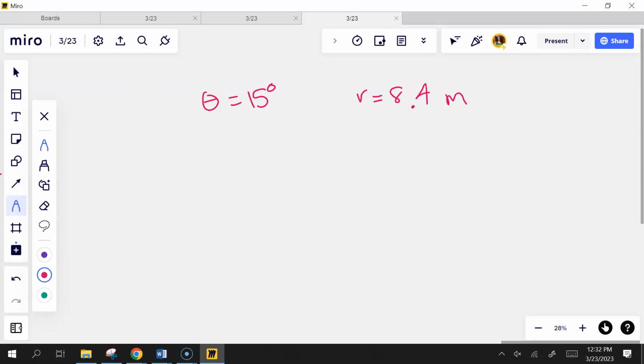I'm going to put a unit here because we need to start getting used to units. 8.4 meters. But you're finding arc length, so the unit of your answer is still going to be meters as well. What's the problem? You have to multiply by 180 over pi, or pi over 180. Which one? You divide. Pi over 180.